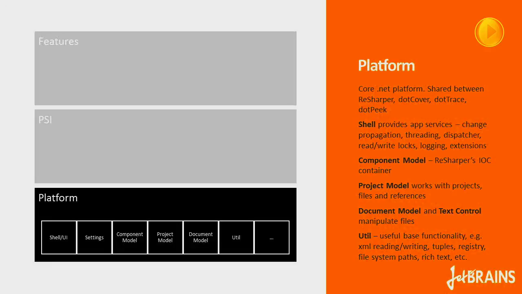There's a component model, which is ReSharper's IoC container. This is the real way that extensions are added into the system. Assemblies are loaded up, and there's an attributed model, very similar to MEF, which will compose your application and bring in and register extensions. There's a project model, which abstracts away Visual Studio's project hierarchy, and this enables working with projects, files, and references and solutions. And then there's a document model and text control for manipulating files.